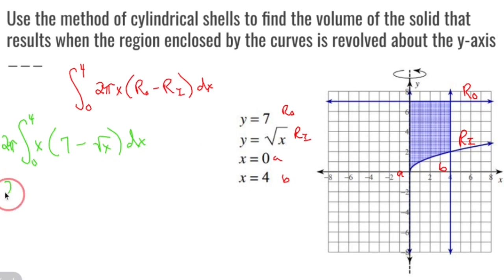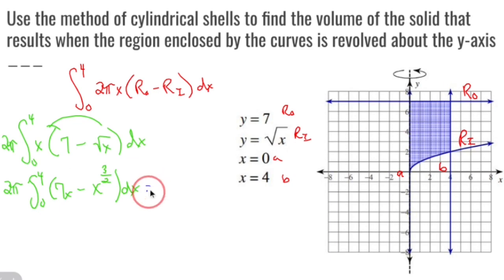Okay, so this becomes 2 pi. Distributive property says 7x. Well, I still have my integral. I can't get rid of that, not yet. 7x minus, now this is x to the first times x to the 1/2, so we'll turn that into x to the 3/2 dx.